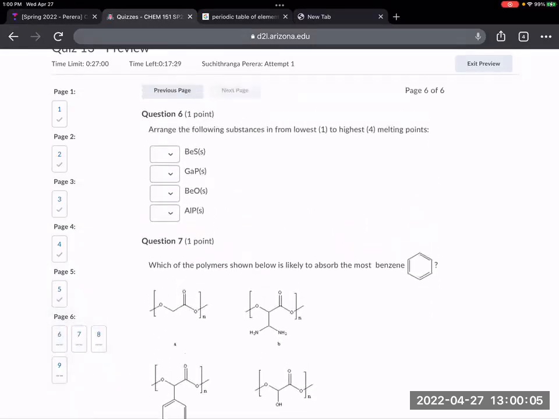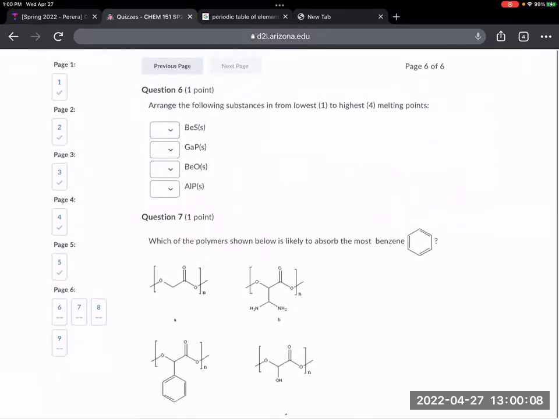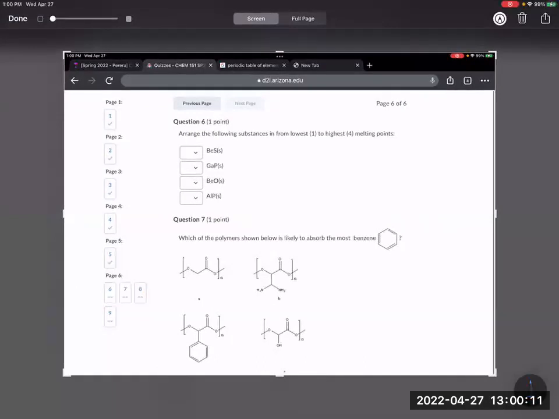Actually, we can do 2 questions here. Question 6. Arrange the following substances from lowest to highest melting temperatures. The melting temperature is going to be related to the ionic force, or the ionic interaction strength between the ions in the ionic compound. The ionic force F is directly proportional to the charge product, and inversely proportional to the distance between the ions squared. So this is what we're looking for.